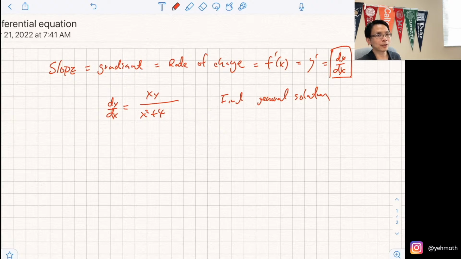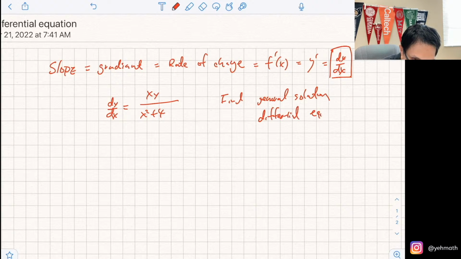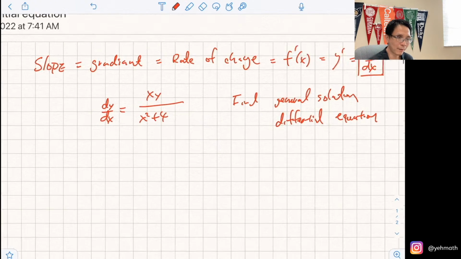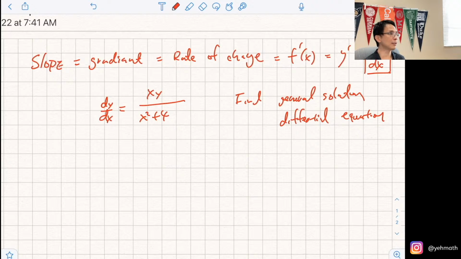Now, the thing about differential equations is usually they will say find the general solution or find the differential equation. So I have these questions where I need you to find the general solution. Sorry. And you're like, wait, how do I do this? You've got dy dx equal to xy over x squared plus 4.